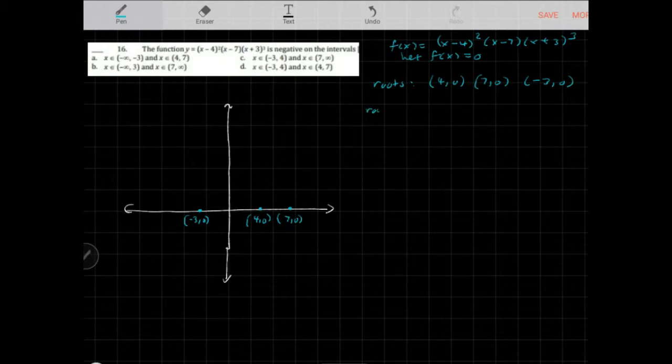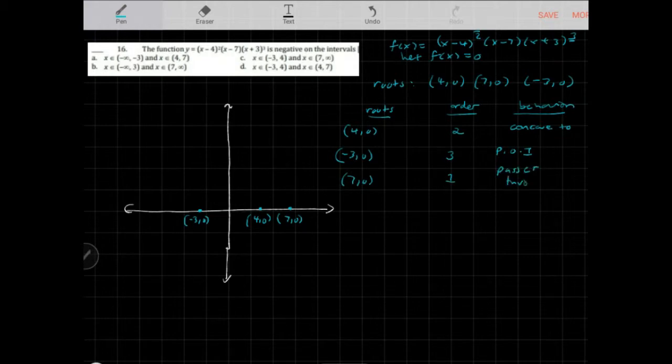And if I look at these roots and I want to assess their behavior, let's also look at their order. The root at 4 and 0 has an order of 2. Because there's an order of 2, it's going to be concave to that point. We also know that our root negative 3 and 0 is a cube, so this is going to have an order of 3, and this is going to be a point of inflection at that point. The last point, 7 and 0, is an order of 1, so it should pass through that point.